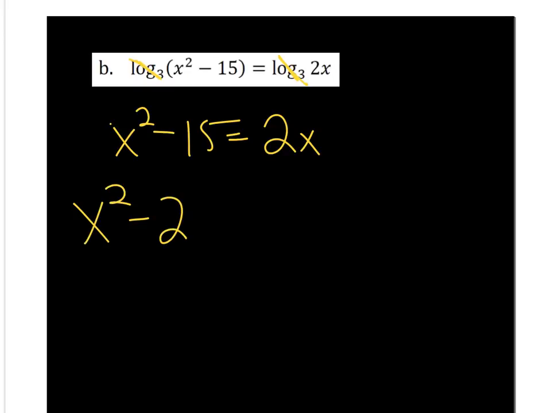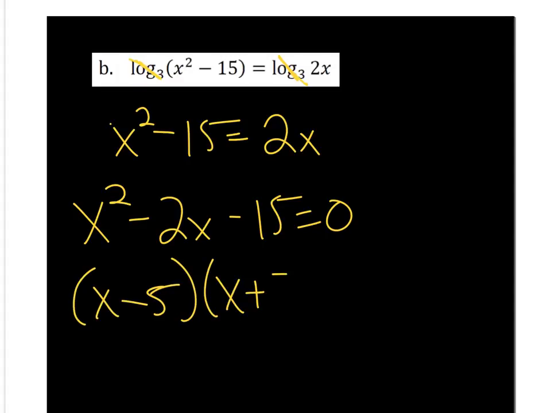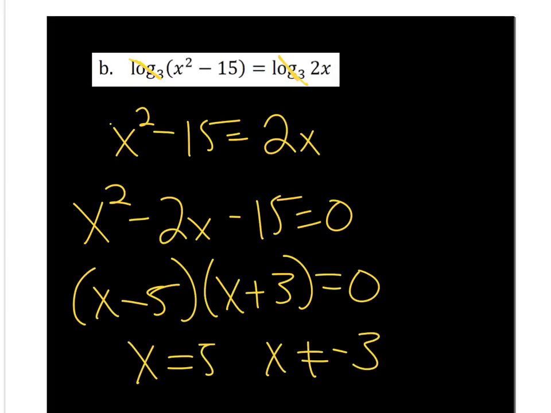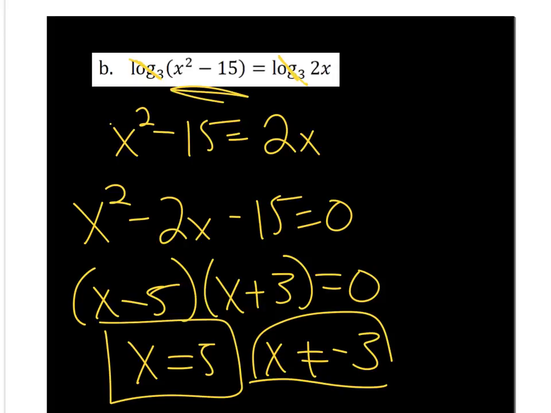Likewise here, x squared minus 15 equals 2x. You know, the logs, I hate to say they cancel out, but it kind of works out that they do. So I have x squared minus 2x minus 15 equals 0. So that's going to be x minus 5, x plus 3. So x equals 5, x equals negative 3. Negative 3 gives you a negative number here, so I do not want that. So I'm going to go with 5.